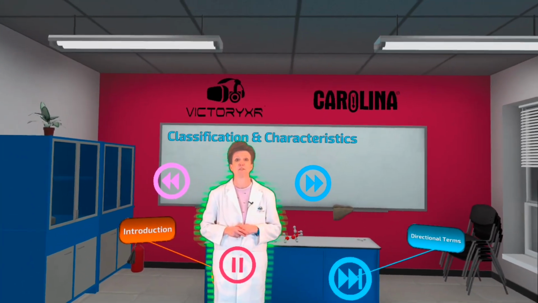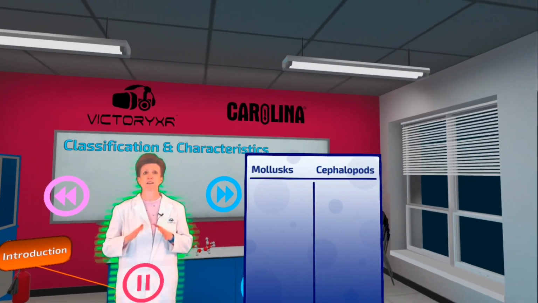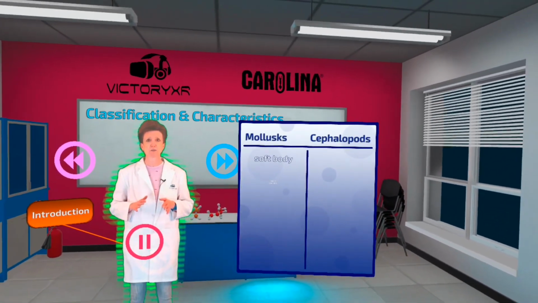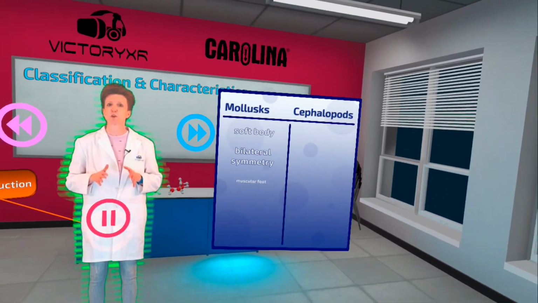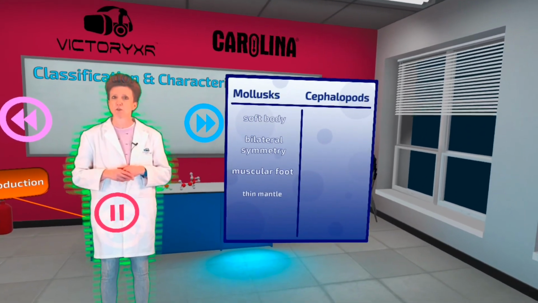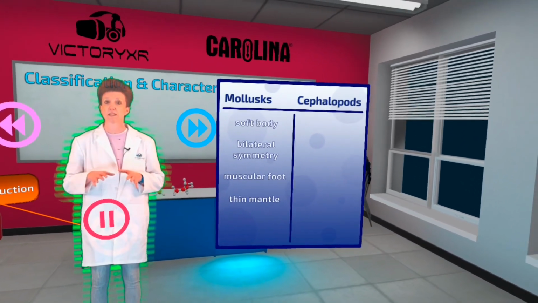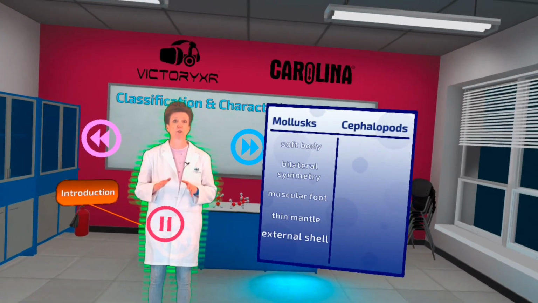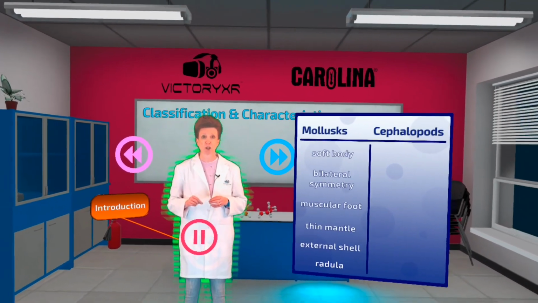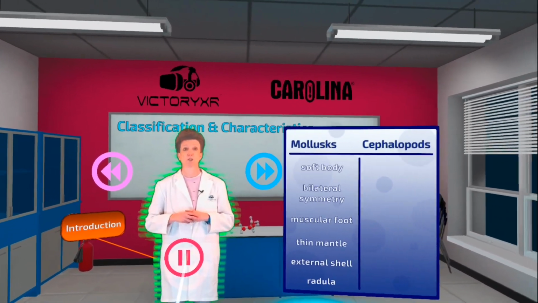All mollusks have a soft body, bilateral symmetry, a muscular foot for locomotion, and a thin mantle that covers their organs. In addition, many have a shell secreted by the mantle. Wendy's not transparent this time. She's still flat, but she's not transparent.